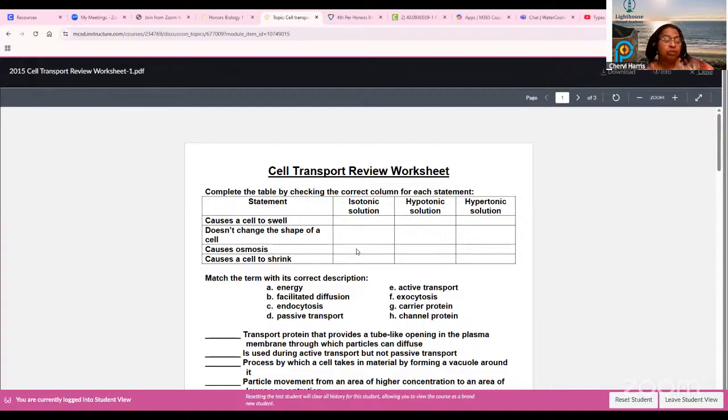But where's the other check going to go? If it's an isotonic solution, which of those phrases describes a cell that is isotonic? And you can type it in the chat or you can unmute and just tell me.